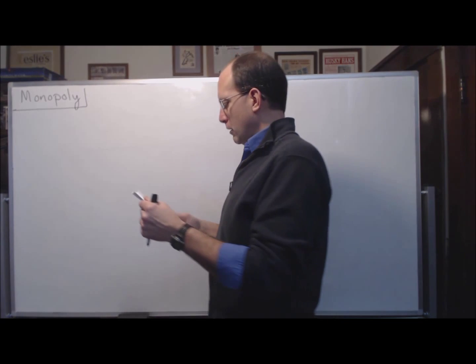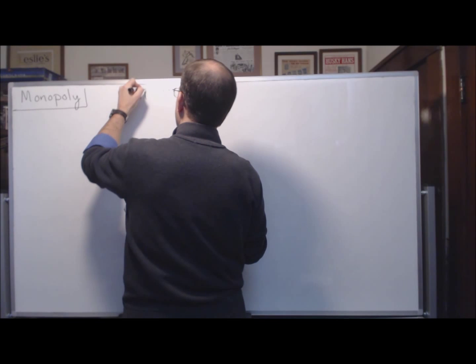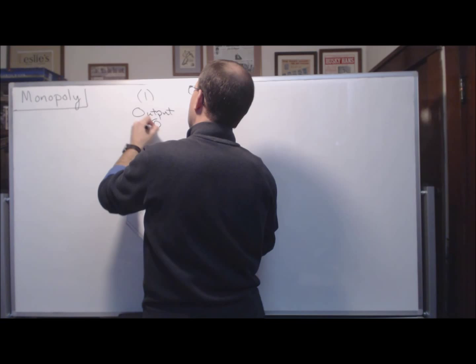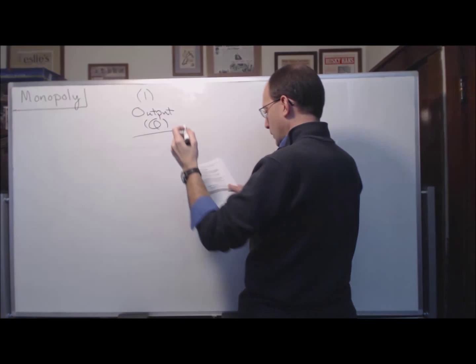And so let's look at a numeric example here of the revenues of a monopolist. Let me quickly just put this table up here, it won't take long.